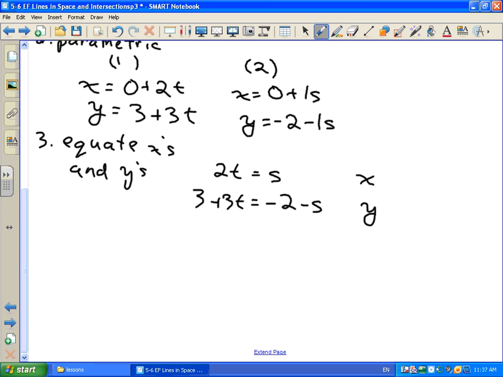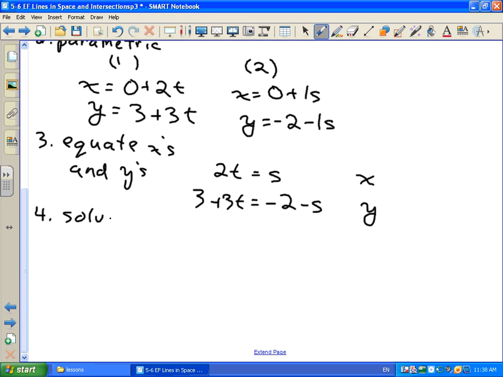So now we have two equations, two linear equations with two unknowns. Our unknowns are s and t. This is the kind of system that we've been solving since grade 10. So we can go ahead and solve this for s and t. The easiest way to do this one is by substitution. So let's say that's step 4 here.